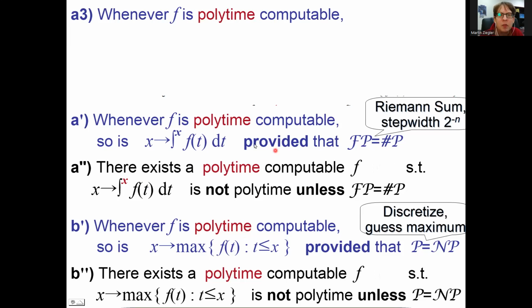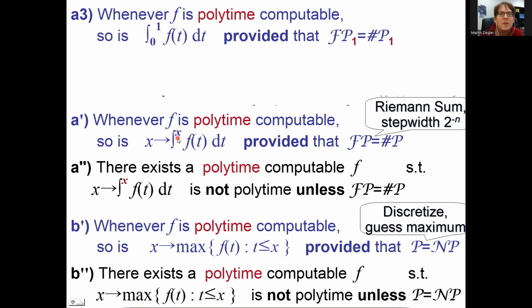And perhaps even more surprisingly, let's first look more closely at the integration problem, not just indefinite parametric, but also definite integration with bounds 0 to 1. Here we can slightly relax the hypothesis, namely from FP equal to sharp P to the unary counterparts. Now, for those of you who are not familiar with the subtleties of discrete complexity, here we have this index 1, which means unary input, but I'm not going to go further into that.